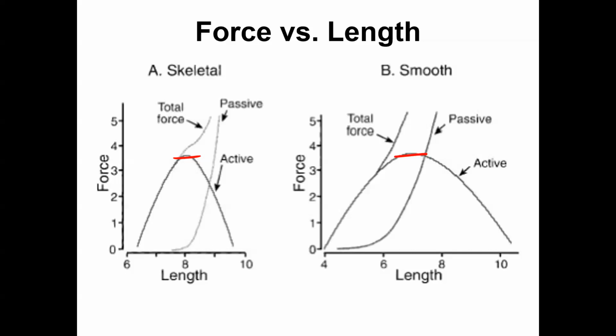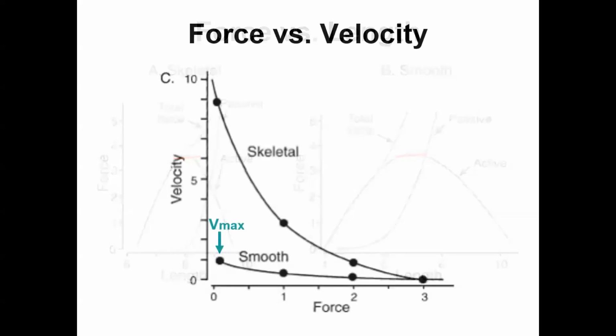The active curve is broader because myosin fibers are longer, and here the passive force is larger at the time that the muscle is at resting, simply because it has more connective tissue and other fibers which produce the passive tension. So these are three differences.